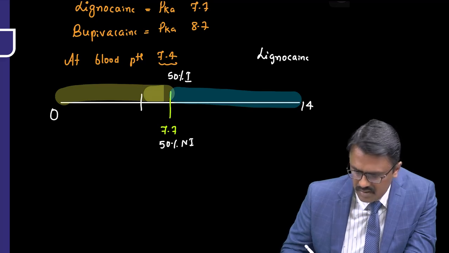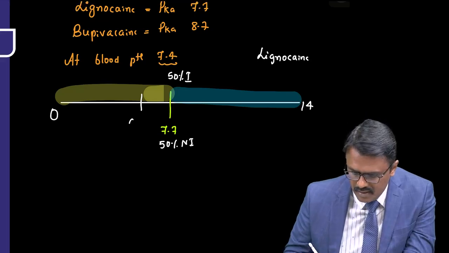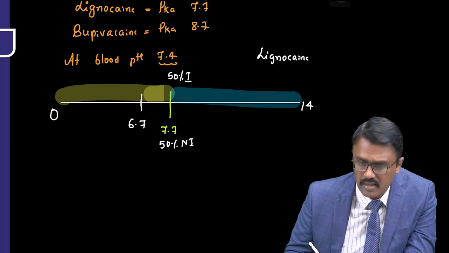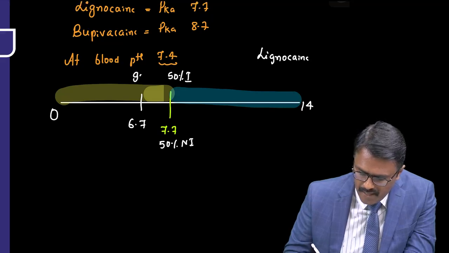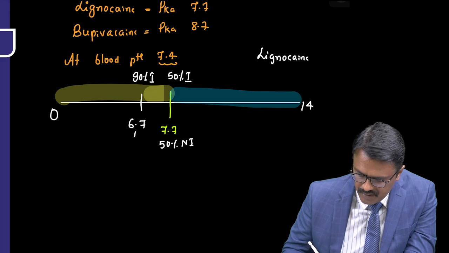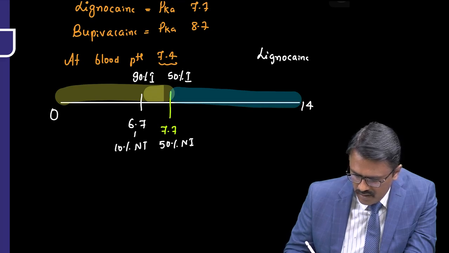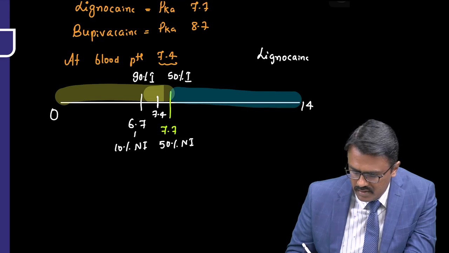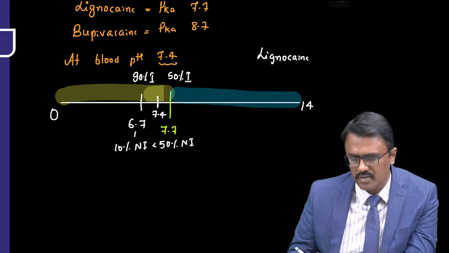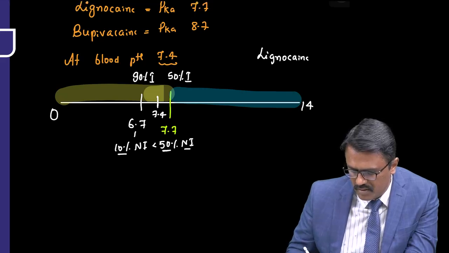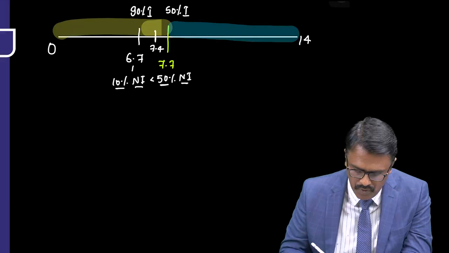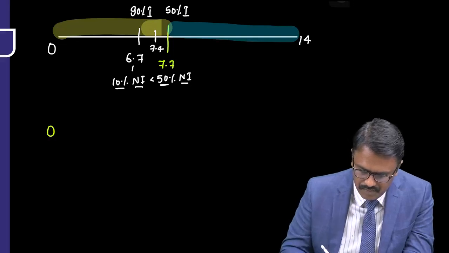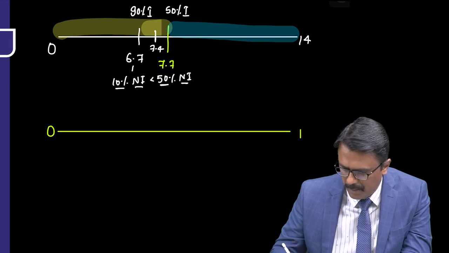If you move the pH towards this left side, that is around 6.7, here it is an acidic environment, because lignocaine and bupivacaine are basic drugs. So here 90% is ionized, 10% is non-ionized. So if you take the pH of blood, which is around 7.4, you can see the drug is less than 50% non-ionized. So it is between 10 to 50%. This is the range. Now let us take the example of bupivacaine. Bupivacaine, let me write 0. This is 14.